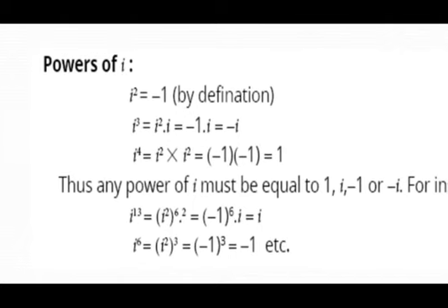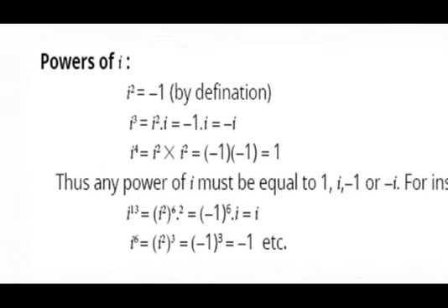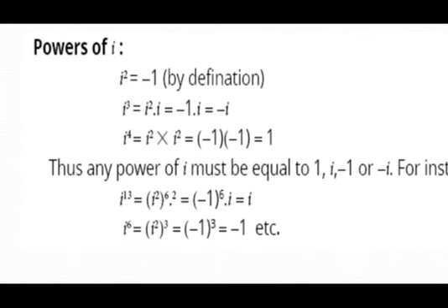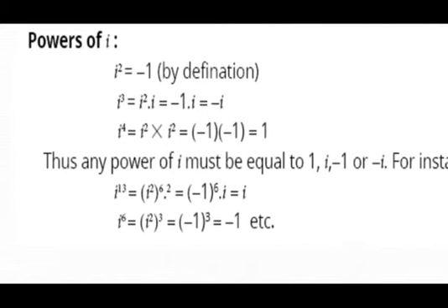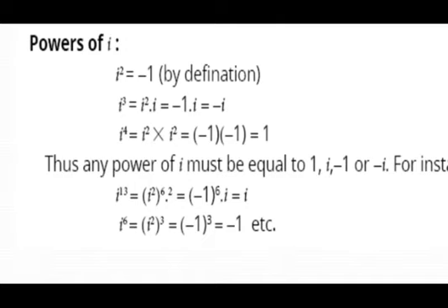Different powers of iota. If iota is equal to the square root of minus 1, then iota square is equal to minus 1, and iota cube can be written as iota square into iota. Iota square is equal to minus 1, therefore iota cube is equal to minus iota, and iota 4 is equal to iota square multiplied by iota square, minus 1 multiplied by minus 1. The product of minus 1 into minus 1 is equal to 1. It means iota 4 is equal to 1. So you can simplify other powers of iota.